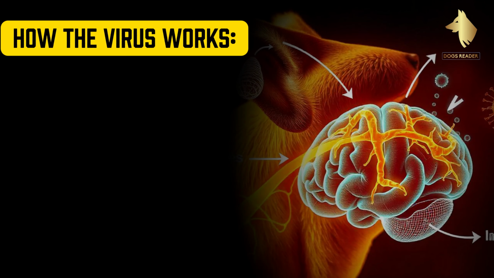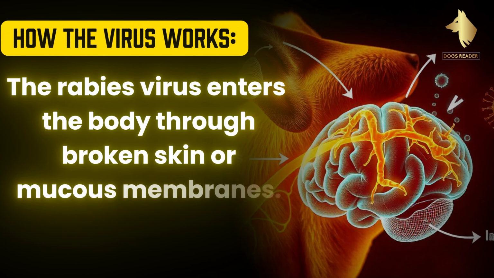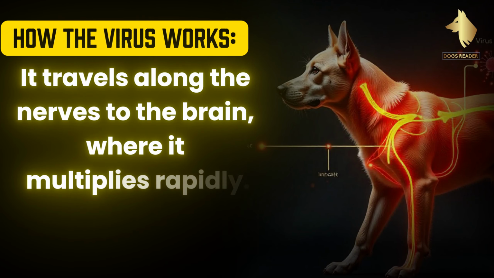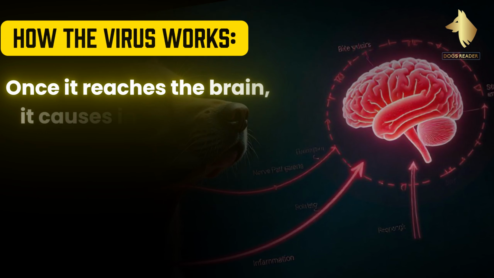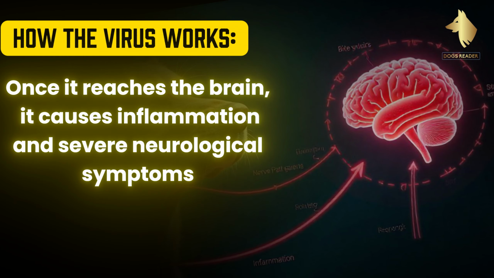How the virus works. The rabies virus enters the body through broken skin or mucous membranes. It travels along the nerves to the brain, where it multiplies rapidly once it reaches the brain. It causes inflammation and severe neurological symptoms.